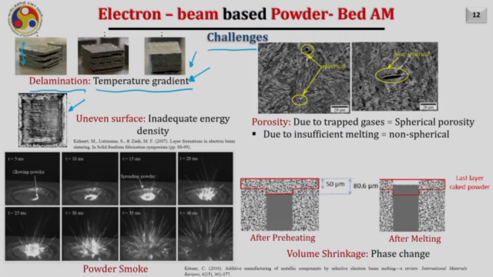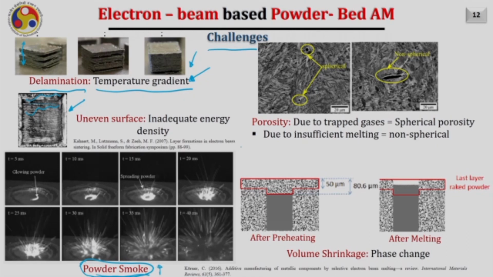Of course, if there is an inadequate power density, then we may not have a very uniform surface deposited. Instead, it will be an unevenly deposited surface. Another issue is powder smoking. Powder smoking is nothing but the movement or explosion of the powder particles underneath the electron beam, and they move here and there. It's the biggest issue in the electron beam process, and I shall discuss it in some detail, along with its solution.